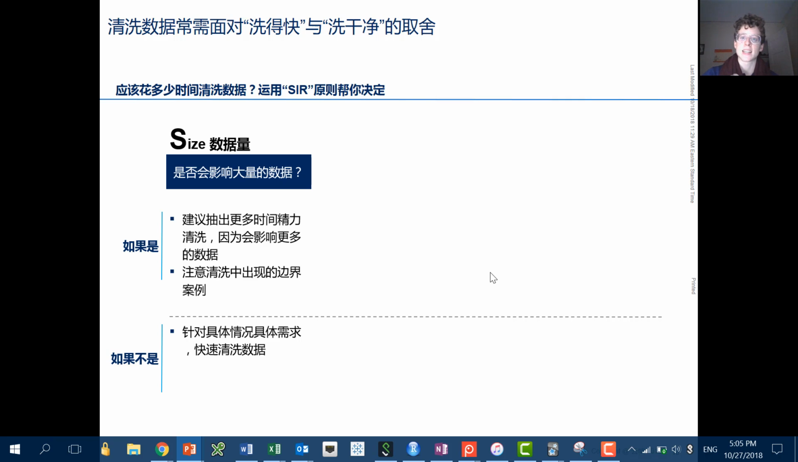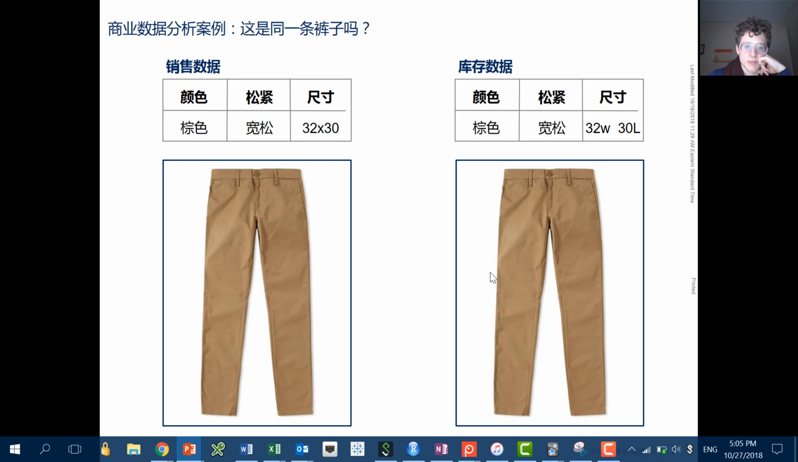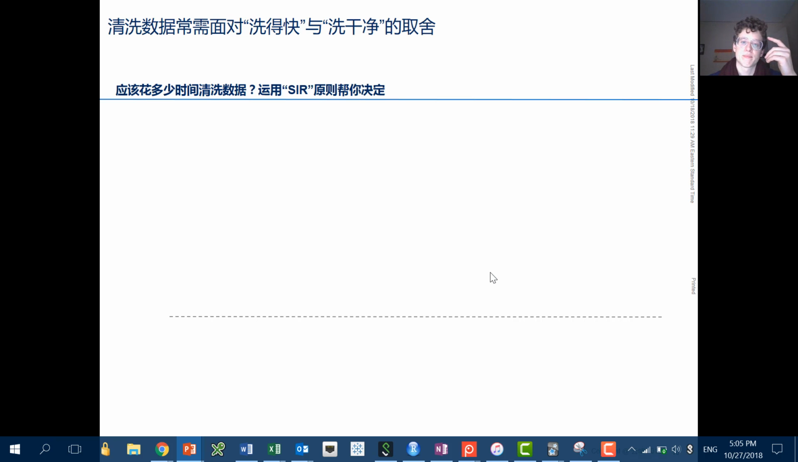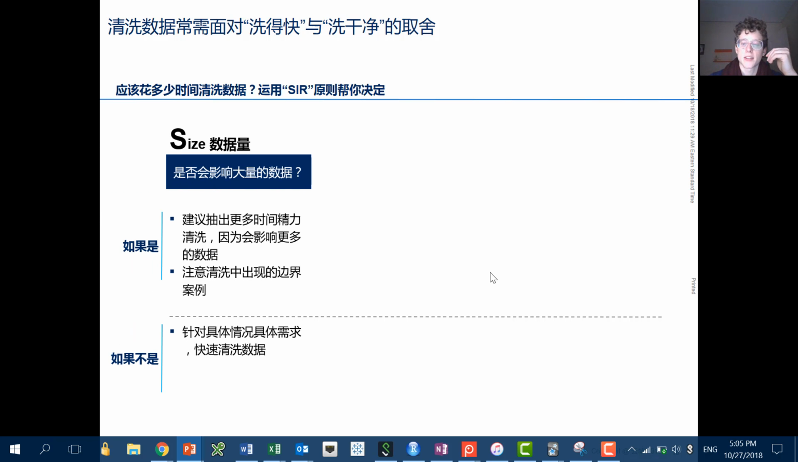Another way to think about size is if the only problem was this pair of pants and nothing else mattered, or nothing else was affected, then I could probably go for a very fast and dirty solution because it only affected these pants. But if it affected all of the pants, then maybe I need a cleaner and more accurate solution. So that is size.